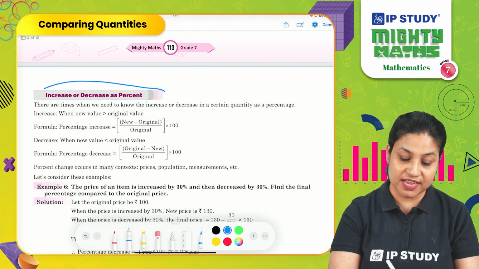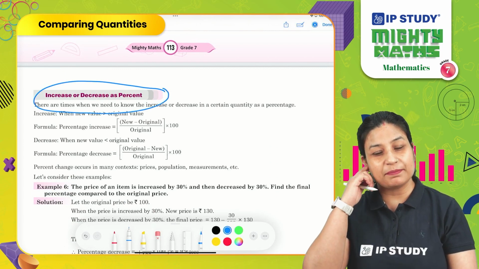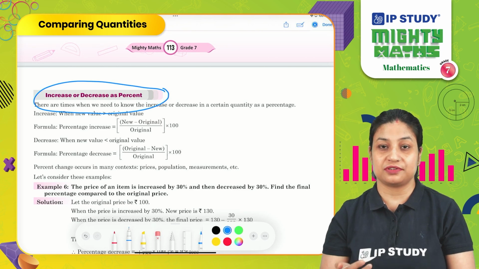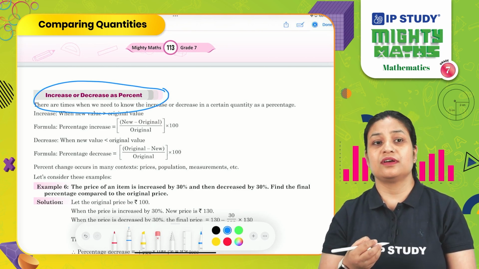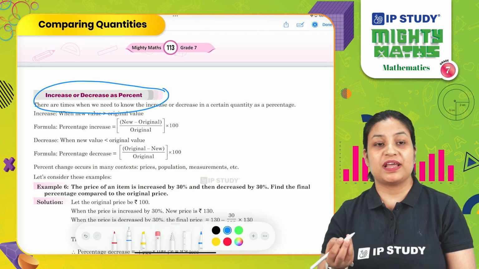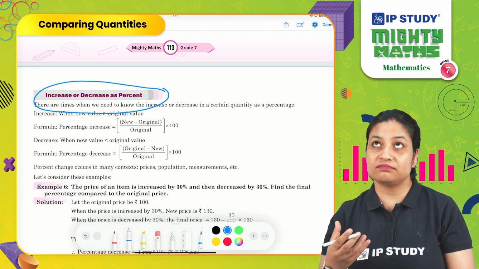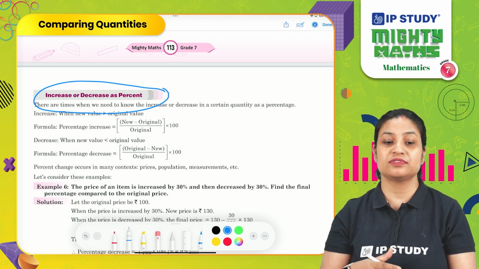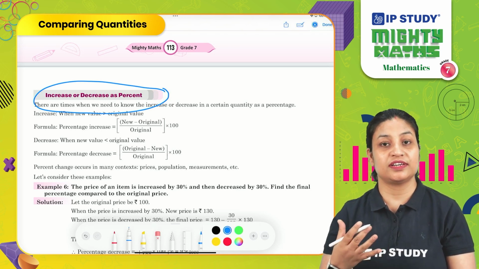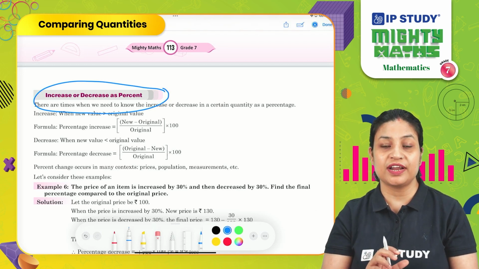The next topic is increase or decrease as percent. Now, what does that mean? What we are going to do in this section? So, let me give you an example. Suppose you are playing with your friend and you have some marbles, right? Initially, you had 18 marbles, but after playing with your friend, you lose some marbles. Suppose initially you have 18, now you have 9. So there is a decrease in the number of marbles with you, right?